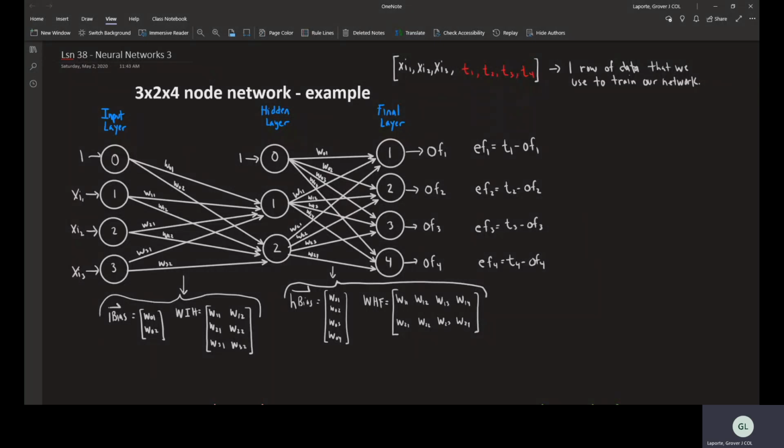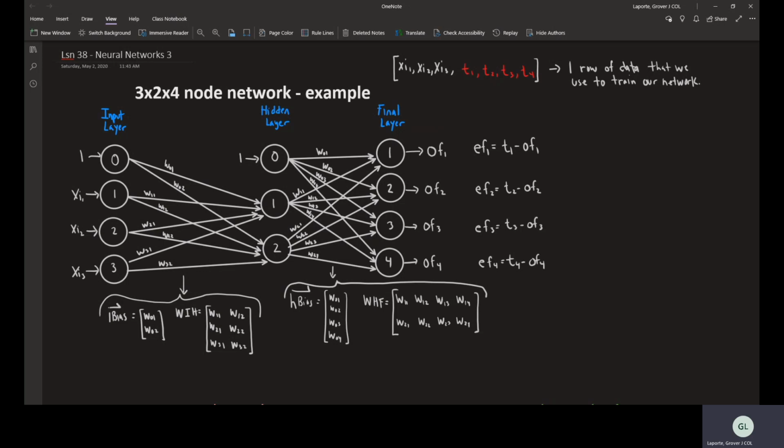Lesson 38, Neural Networks, Day 3. All right, so today's lesson, what we're going to do is eventually get to how to update our weights in our matrices and our vectors, given that we're going to use the 3, 2, 4 node network, this arbitrary node network that I came up with as an example.